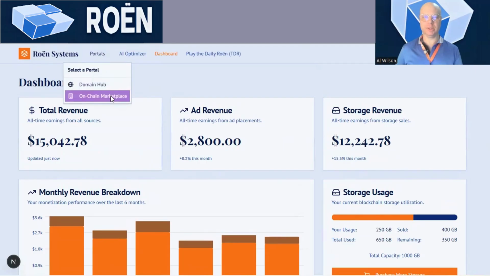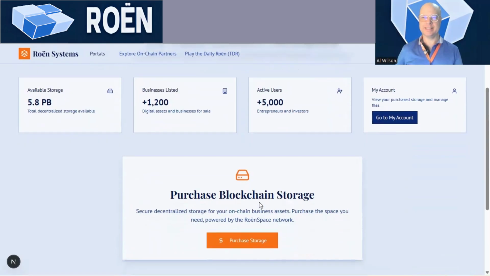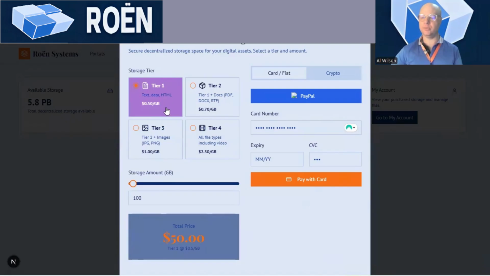Going back to the portals, we have the business-to-business model, which is the on-chain marketplace. Now we can purchase blockchain storage, and we have a 4-tier model. Here we have the example of purchasing 100 gigabytes of storage for the price of $50, and this is competitive with cloud storage models that are currently used.